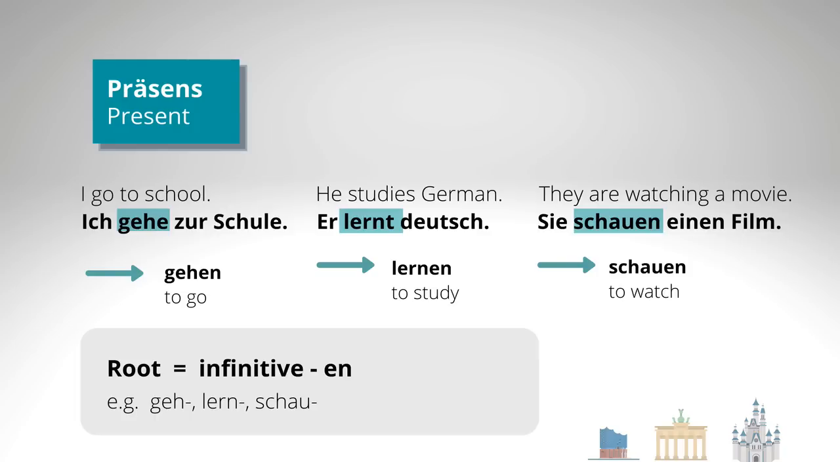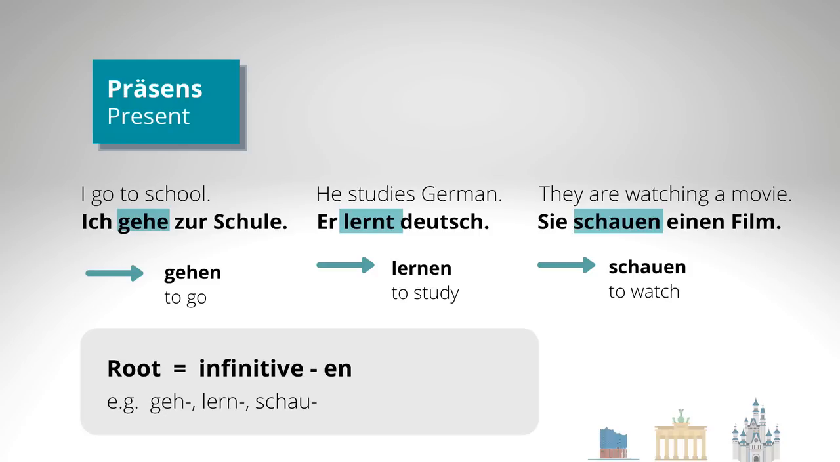We'll start with the present tense, our Präsens. The Präsens is like the normal tense. It's the most used tense in German, and it's our equivalent of the simple present and present progressive in English. Some example sentences are, for example, Ich gehe zur Schule, Er lernt Deutsch, and Sie schauen einen Film.